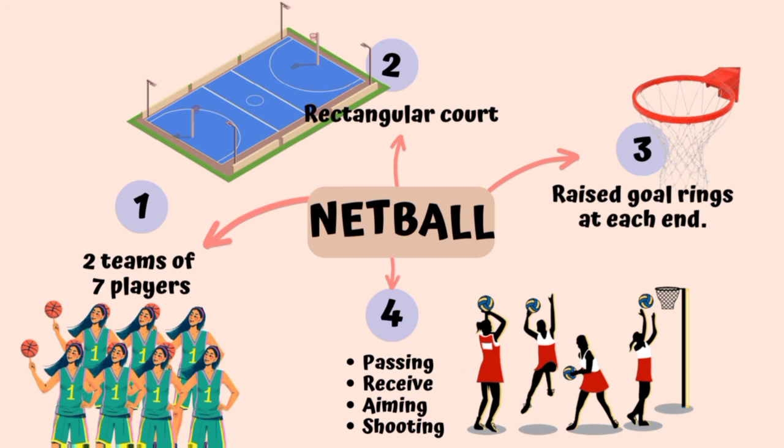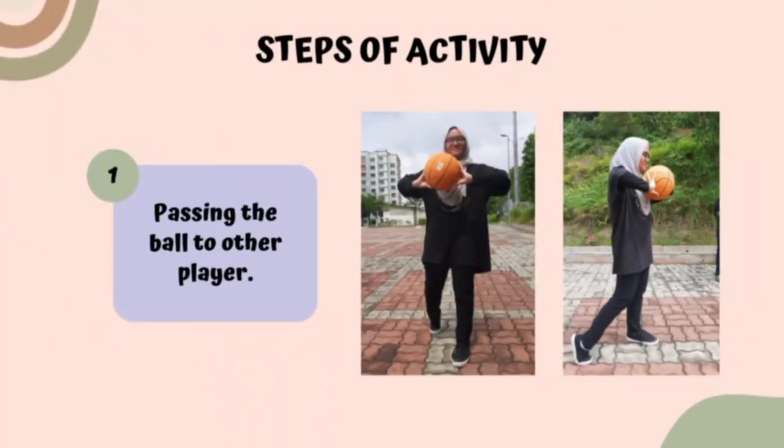Netball is a sport played by 2 teams of 7 players. Games are played on a rectangular court with raised goal rings at each end. A few steps in netball are passing, catching, aiming, and shooting. Overall, there are about 4 activities.